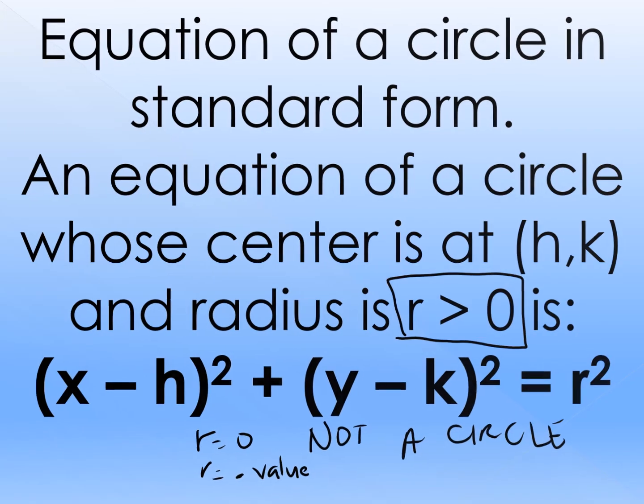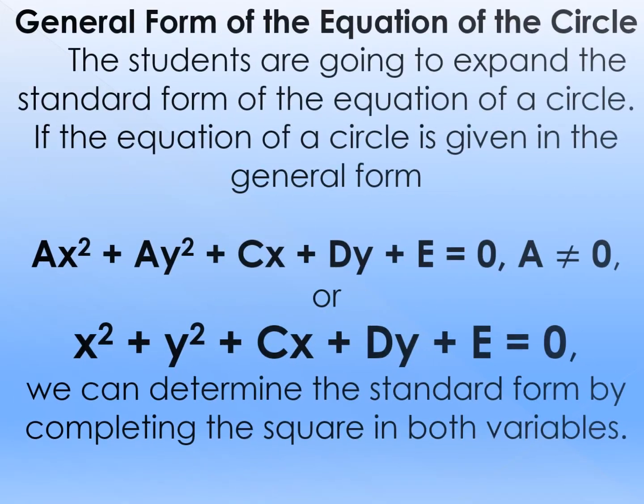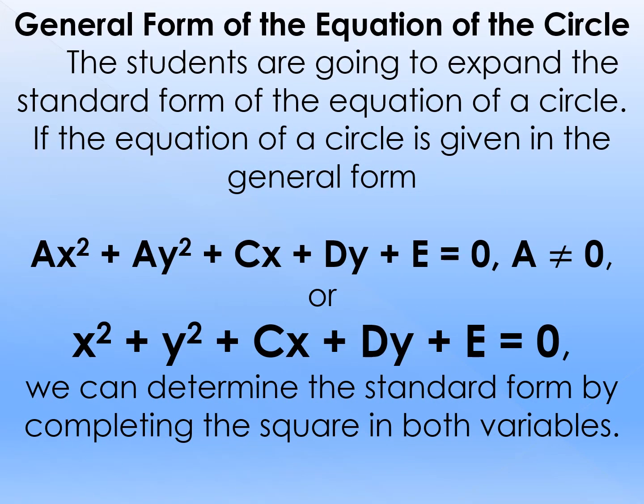Now, for the general form of the equation of the circle, we have ax squared plus ay squared plus cx plus dy plus e equals 0, where a is not equal to 0. Or we can say that x squared plus y squared plus cx plus dy plus e equals 0. So we can now say that a general form of the given equation is a circle if the numerical coefficient of x squared and the numerical coefficient of y squared are equal. Okay, let's have an example.